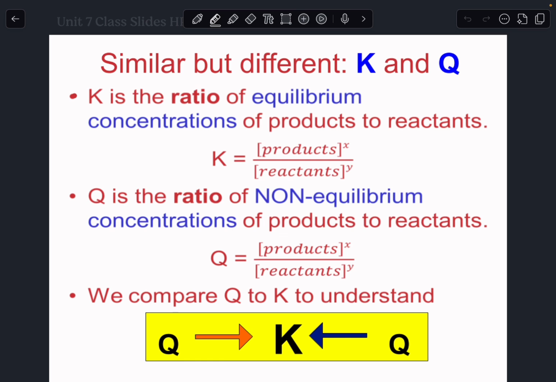Q is basically like a snapshot of the ions in the solution, and it's given by products raised to the stoichiometric coefficients over reactants raised to the stoichiometric coefficients. But what the problem will give you is a solution and tell you that it's not at equilibrium. What Q can help you understand is whether a reaction will move forward, backward, or stay the same to reach equilibrium. We can do this by comparing Q to K, and it'll help you understand what the solution is doing at that given moment.